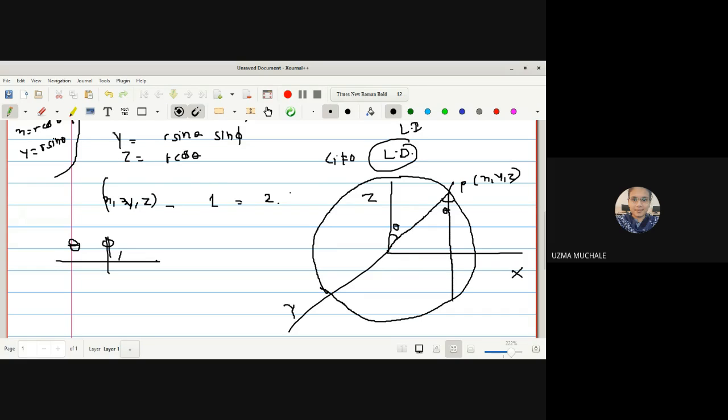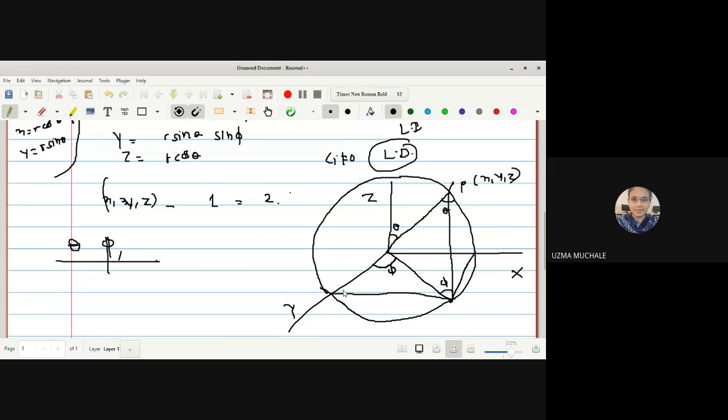Yes, can anyone explain why these angles are the same? We have done this in our 9th and 10th standard. Okay, alternate angles. Suppose this is an angle phi, so here is also an angle phi.